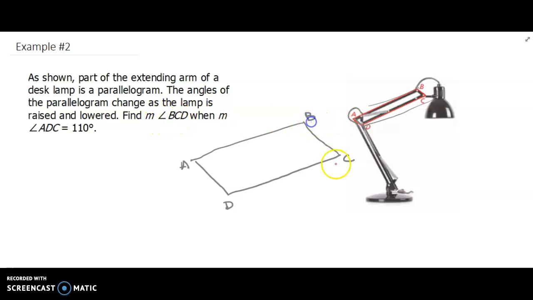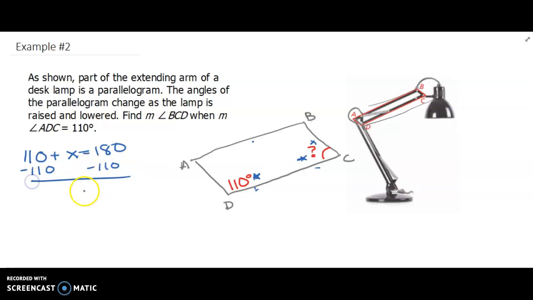Find the measure of BCD, so I want to find the measure of this angle when ADC is 110 degrees. Okay, so you need to ask yourself, what's the relationship between these two angles here and here? Okay, well, they're consecutive angles because they're side by side, and because this is a parallelogram, we know they are supplementary. I'm going to call this X. And if they're supplementary, then they add up to 180. Okay, so subtract 110 from both sides. I get X is 70. So this would have to be 70 degrees.